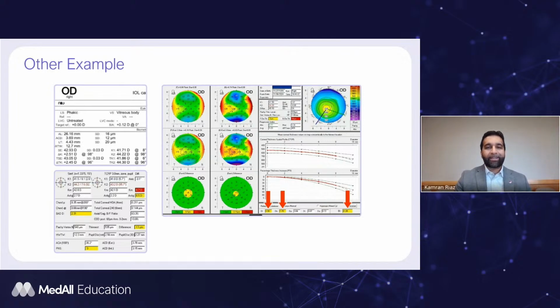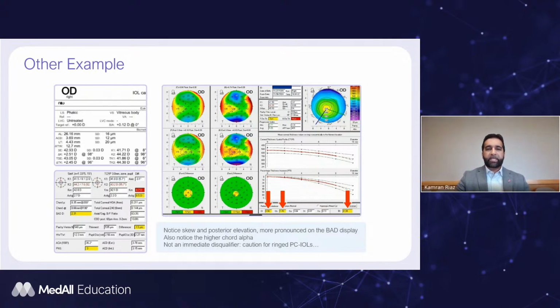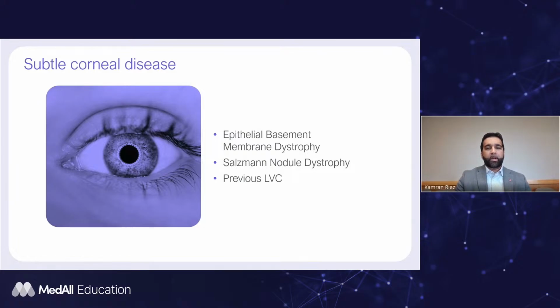Again, that doesn't mean they need to be cross-linked or need a corneal transplant, but it's just something to be mindful of if this patient now presents for PC-IOL consideration. So again, not an immediate disqualifier, but I would be very cautious about using ringed PC-IOLs. What are other things to look for?